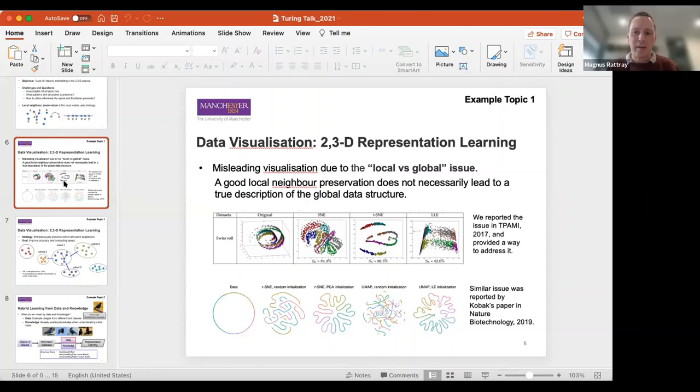Have you tried your methods on any of these single cell biological data sets? Yeah, actually we're working on that. We are running experiments on those data. The popular method for that is UMAP. Yeah, everybody is using it.